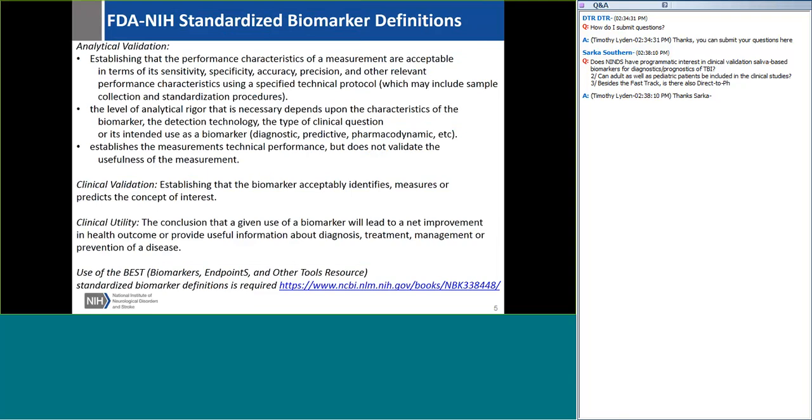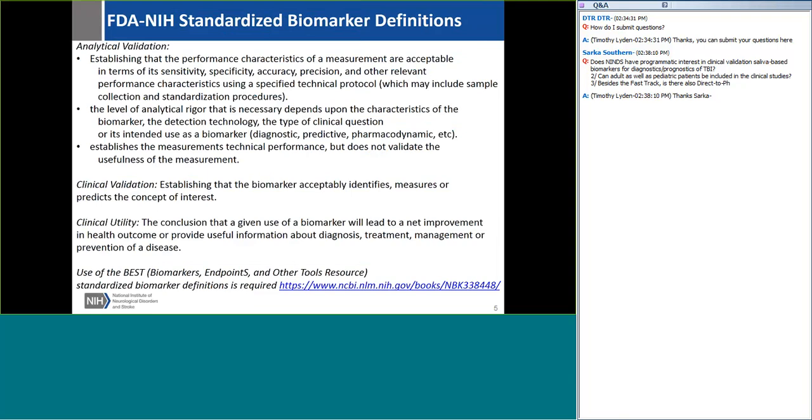So to talk a little bit then about biomarker definitions, just so we're on the same page about what analytical validation is versus clinical validation, we define analytical validation as establishing that the performance characteristics of a measurement are acceptable in terms of sensitivity, specificity, accuracy, precision, and other relevant characteristics using a specified technical protocol. And that technical protocol can include sample collection and standardization procedures.